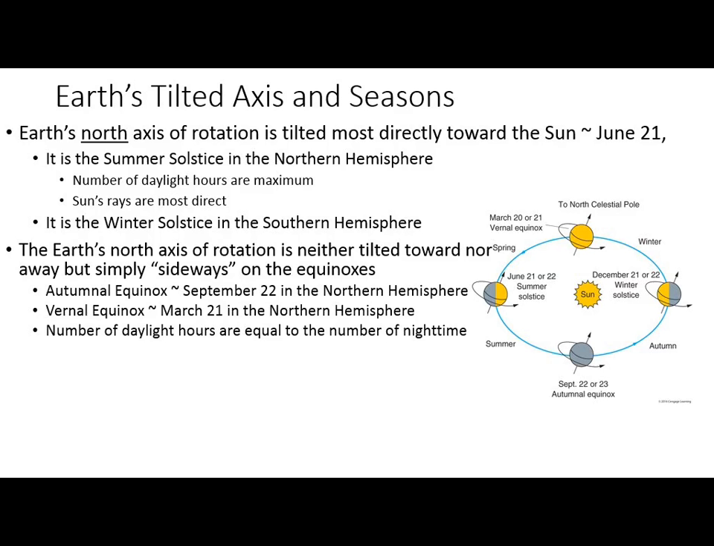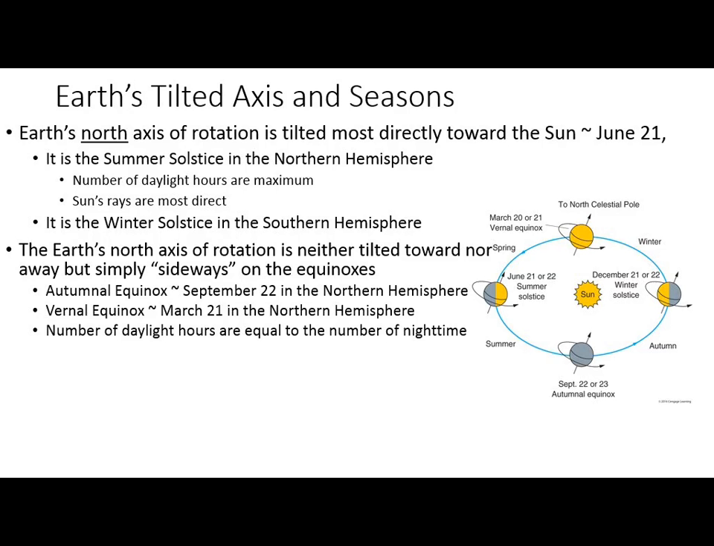Right here has a neat deal. This is what we call one of our 2 equinoxes. This is the tilted axis of rotation, and the cool thing is the sun's light is hitting both hemispheres equally. Everybody in the northern hemisphere and everybody in the southern hemisphere, as the Earth spins on this axis, has equal day and nighttime.